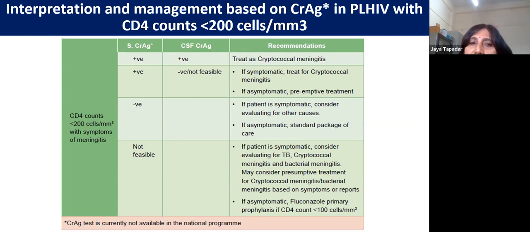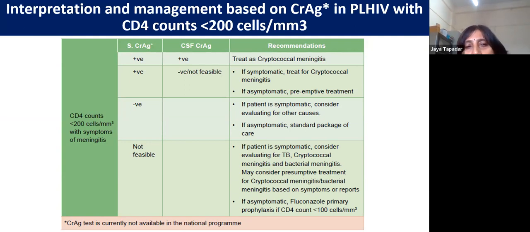So if you are serum CrAg negative, then there's no problem. You look for other OIs. And if it is not feasible, and the patient has fever, headache, better think about tuberculosis and cryptococcal meningitis, and it is better to refer that patient rather than give everything preemptively.